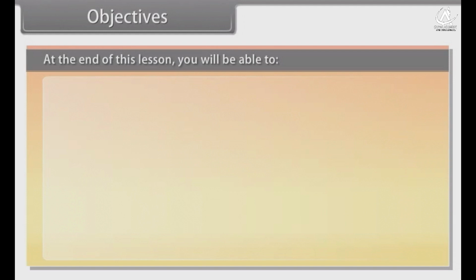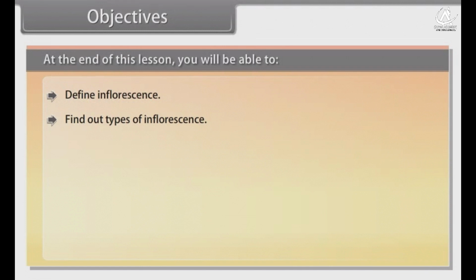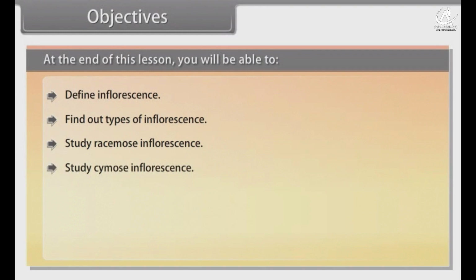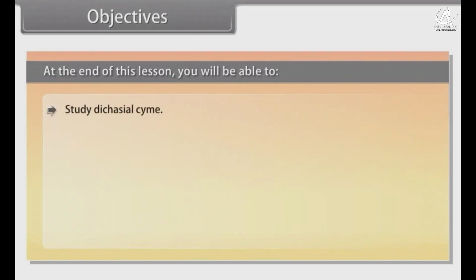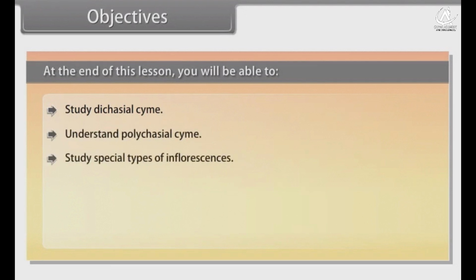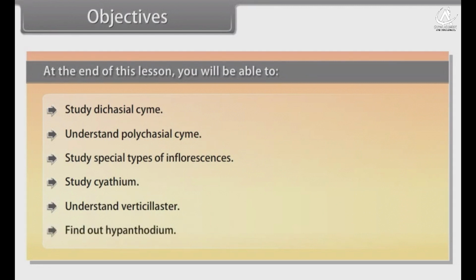Objectives. At the end of this lesson, you'll be able to define inflorescence, find out types of inflorescence, study Racemose Inflorescence, study Cymose Inflorescence, understand types of Cymose Inflorescence, study solitary cyme, understand Monochasial Cyme, study Dichasial Cyme, understand Polychasial Cyme, study special types of inflorescences, study Cyathium, understand Verticillaster, find out Hypanthodium.